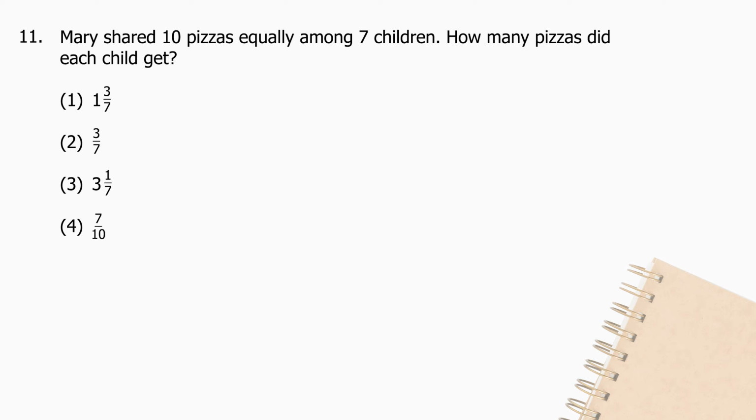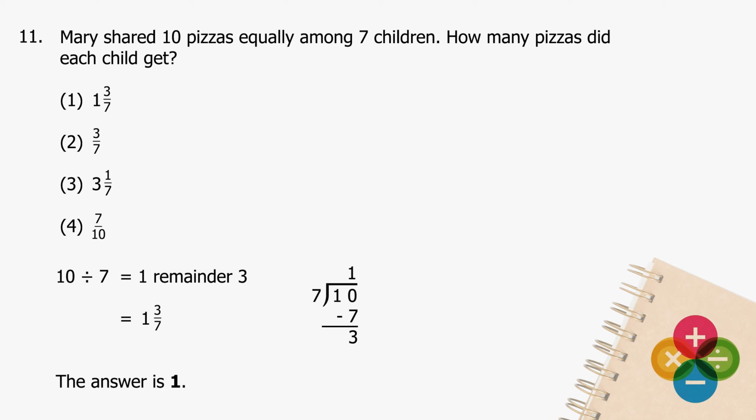Question 11. Mary shared 10 pizzas equally among 7 children. How many pizzas did each child get? Divide 10 by 7, and the quotient is 1, and the remainder is 3. The fraction will be 1 and 3/7. The answer is 1.